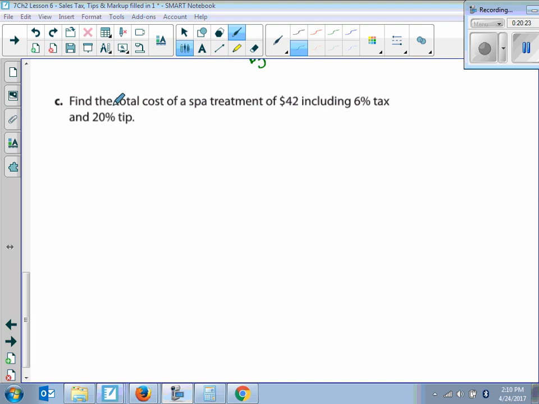So for example C, we're going to use method 2. I'm going to put method 2 here to solve. Example C says find the total cost of a spa treatment of $42, including 6% tax and 20% tip. So if I look at all the percents that we're going to pay extra, we're going to pay 6% tax, and we're going to pay 20% tip, right? So that's going to be 20% plus 6%, that's 26%, right?